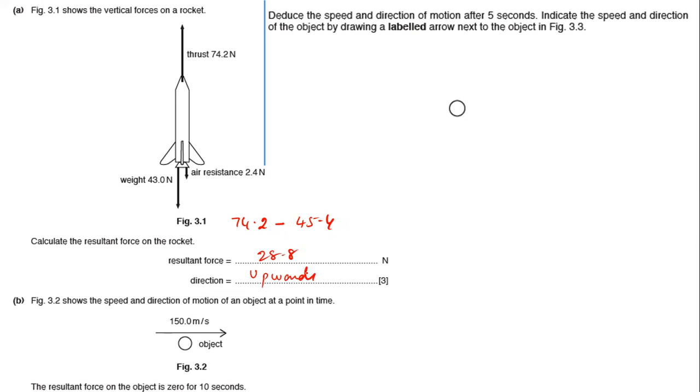You can say this. So therefore, now resultant force, you get 1 mark here, upwards direction. So totally you get 3 marks here. If your answer is right, you will get this. Then figure B shows the speed and direction of motion of an object at a point in time.